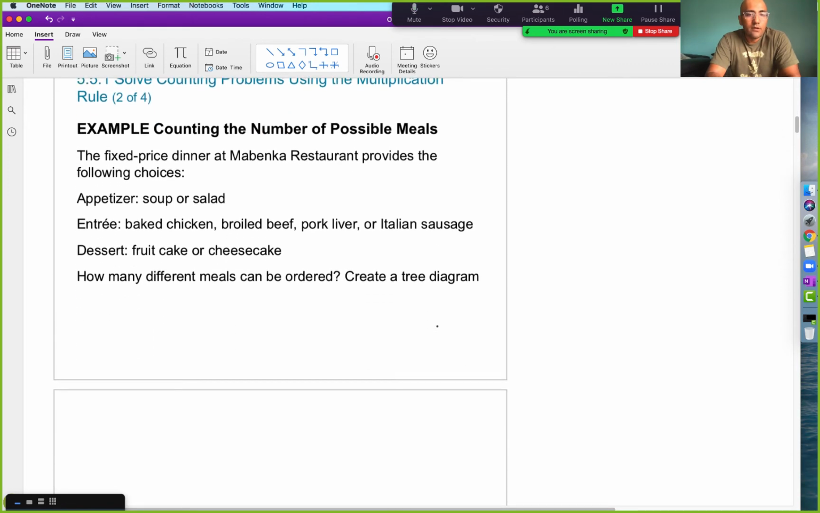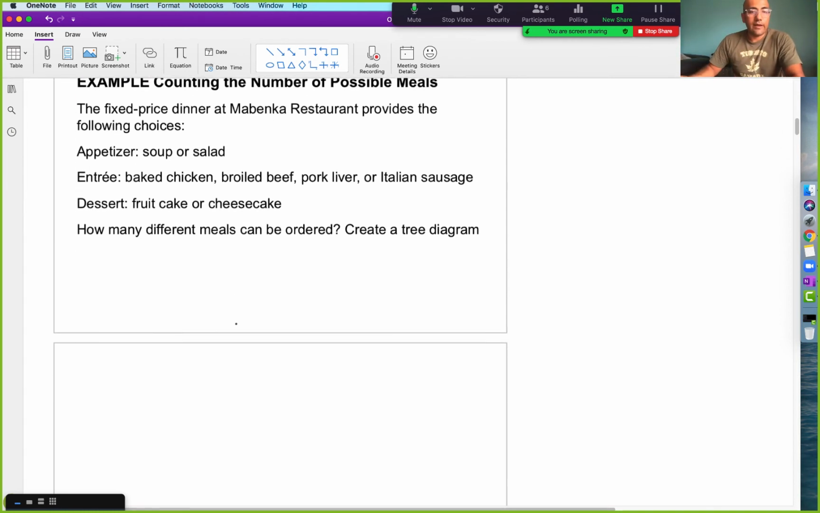So for example, let's say that the fixed price dinner at Mabenka restaurant provides the following choices. We get to choose an appetizer, and we get a choice of soup or salad. Then we get to choose an entree, and we get a choice between a baked chicken, a broiled beef, pork liver, or Italian sausage. After that, we get to choose a dessert, from fruitcake or cheesecake. How many different meal combinations are there? Create a tree diagram to organize all your results.